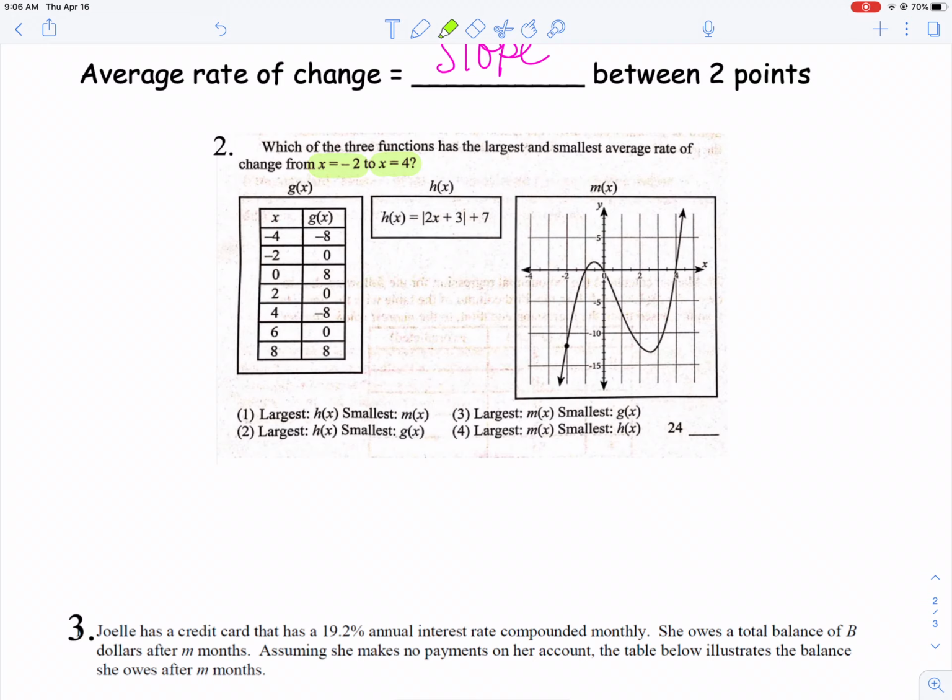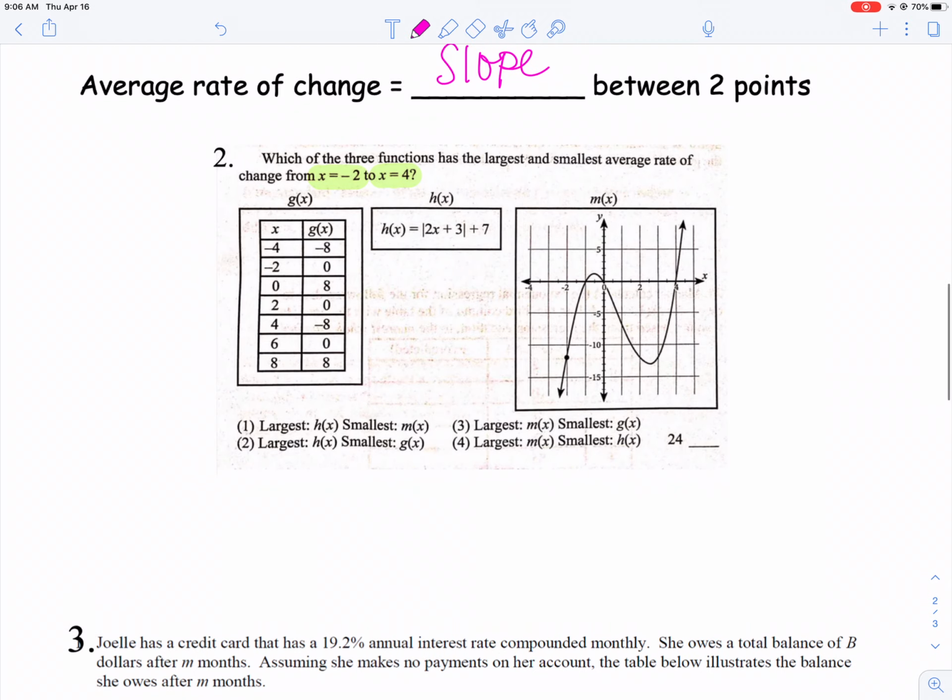Okay, so let me explain this. Let's look at the table g of x first. The good news is, in the table, they give you all the information you need. You only need 2 points. The only 2 points you care about is when x is -2 and when x is +4. Meaning everything else, who cares? Who cares? Okay?